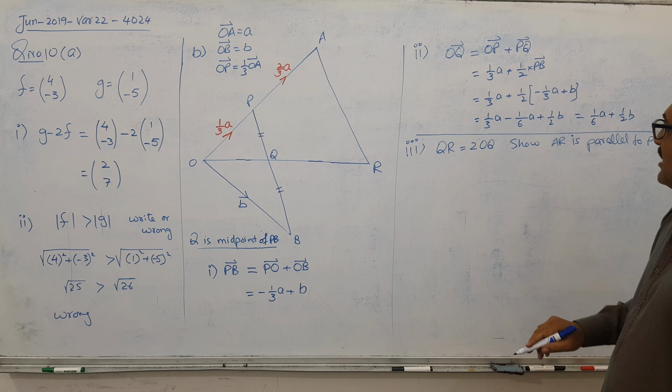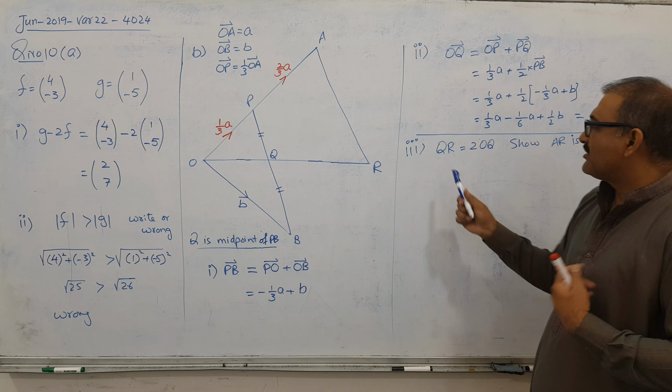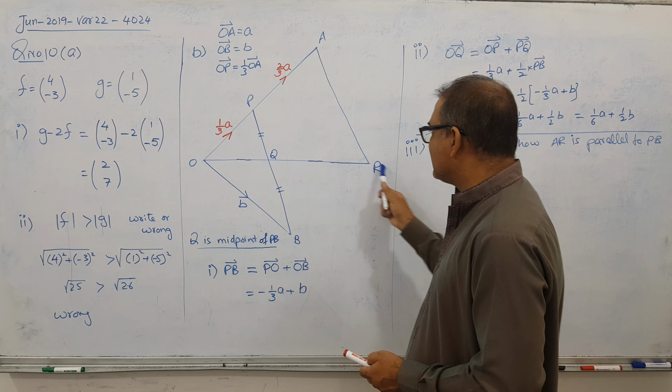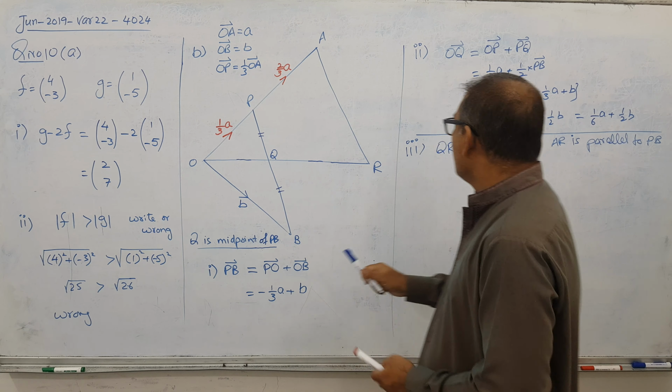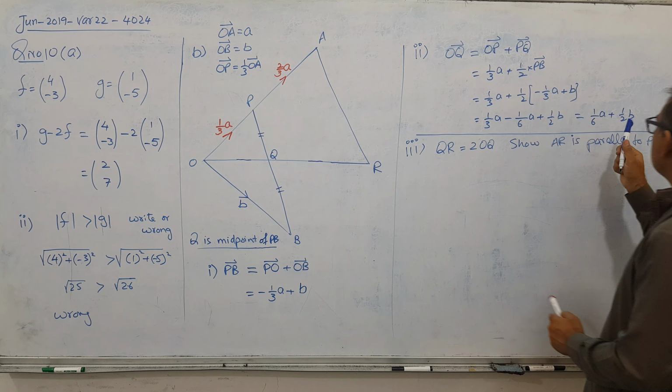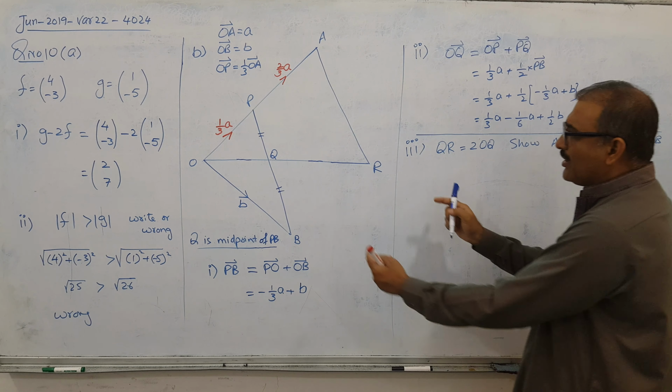Now he's saying the third part: QR is 2 times OQ. So QR is double of that. It means this is OQ. I have it. If I multiply by 2, I will get this.